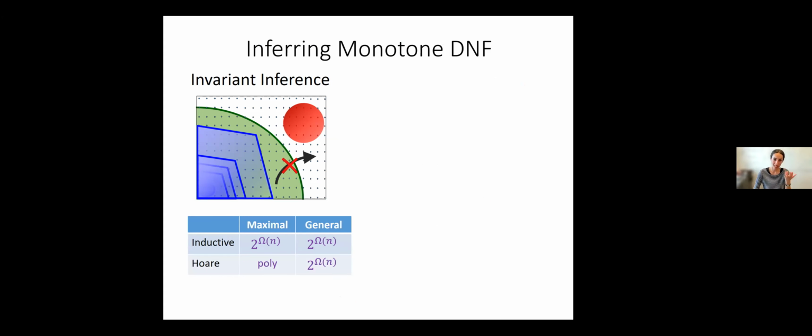So to summarize what we basically said so far, we had two query models, the inductiveness query model and the Hoare query model, and we also considered two families of transition systems, the general, where we didn't have any restriction, and these maximal transition systems. And we saw that when we look at the Hoare query model and we try to infer monotone invariants for maximal transition systems, then we have an algorithm that requires a polynomial number of queries, but in all other cases, we needed an exponential number of queries. This is about invariant inference.